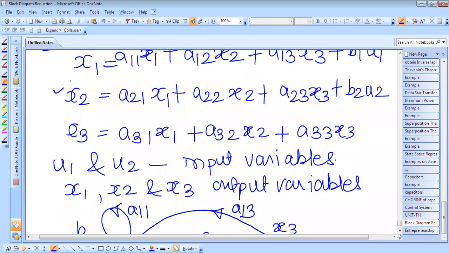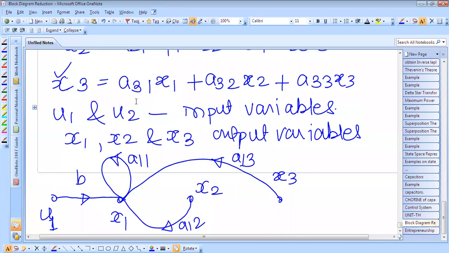Similarly, you go for the second equation and third equation. For the second equation, that means x2, and this is x3. To x2, one signal is coming from x1, and the transmittance of that signal is a21. So we can draw it like this, a21.